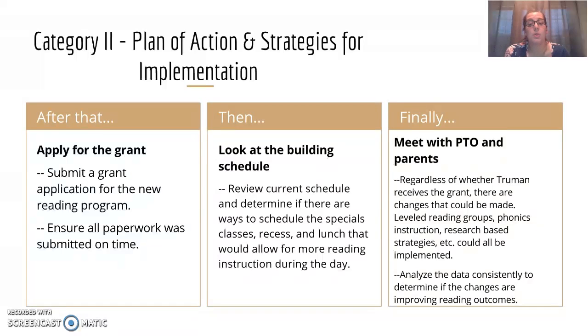Regardless of whether Truman would receive the grant, I believe there are changes that can be made to their reading instruction that would cost very little to nothing. Leveling reading groups, phonics instruction, adding in just research-based strategies could all be implemented. And then I would talk with PTO about how we were going to continue to analyze the data to make sure that what we were doing was successful. And if it wasn't, again, go through that whole process again of researching, okay, what else can we do?